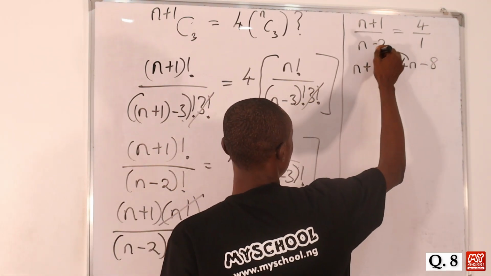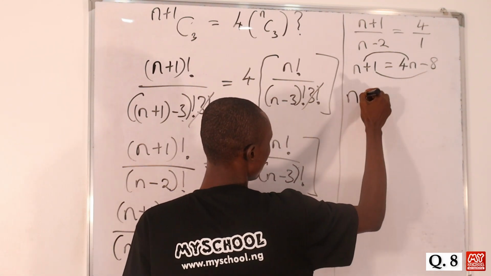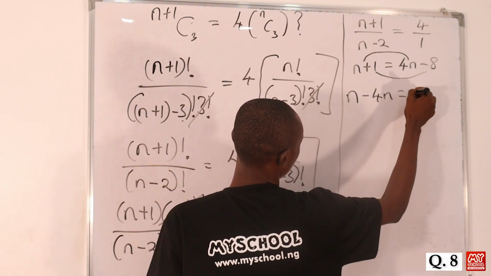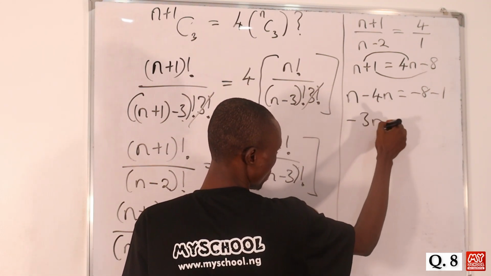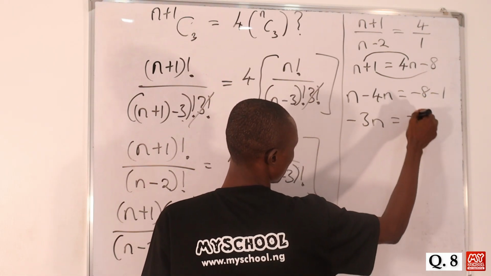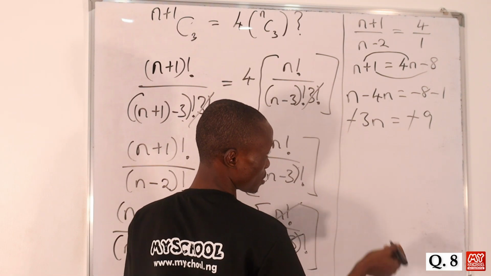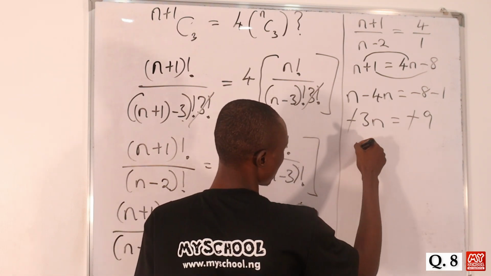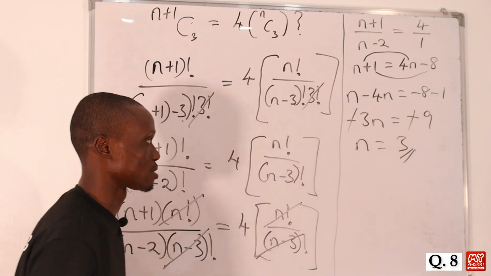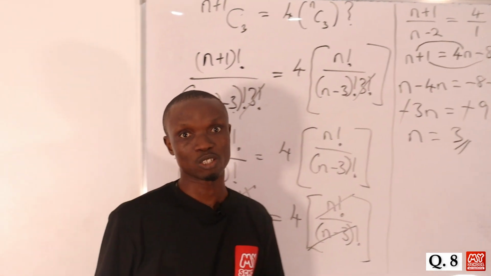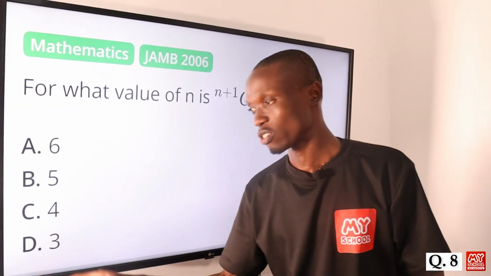Okay, so we collect like terms. We move 4n to this side and move 1 to the other side, so that we have n minus 4n equal to minus 8 minus 1. So here will be minus 3n, and here we have minus 9. So minus will cancel out minus. We divide both sides by 3, since 3 is the coefficient of n here, so that n is equal to 3. So the value of n is equal to 3. Let's return back to the screen to pick the correct option to this question, and that is option D.